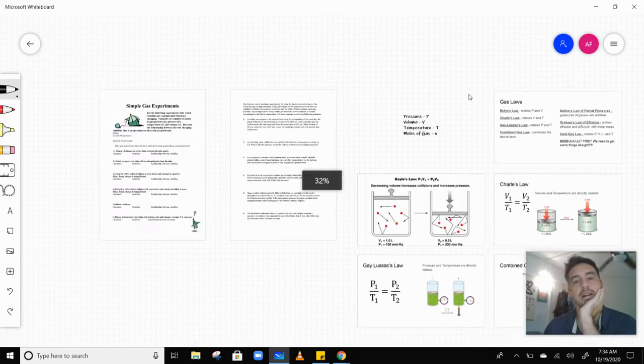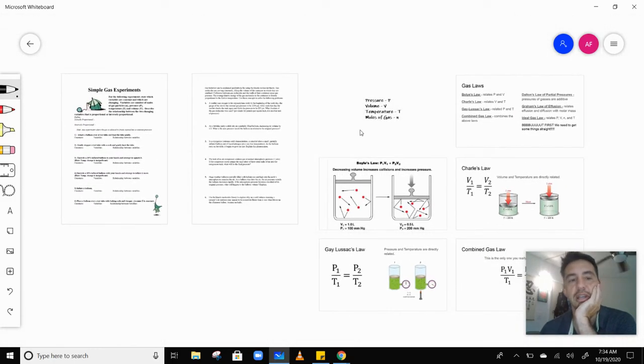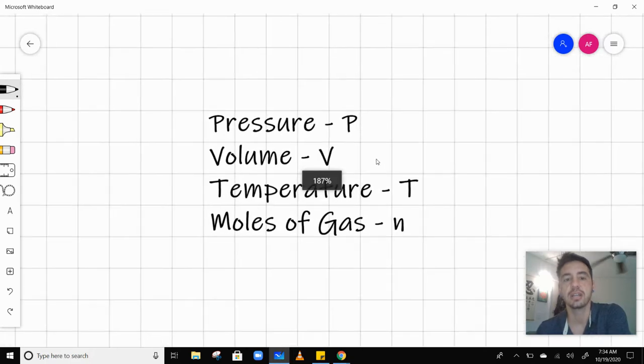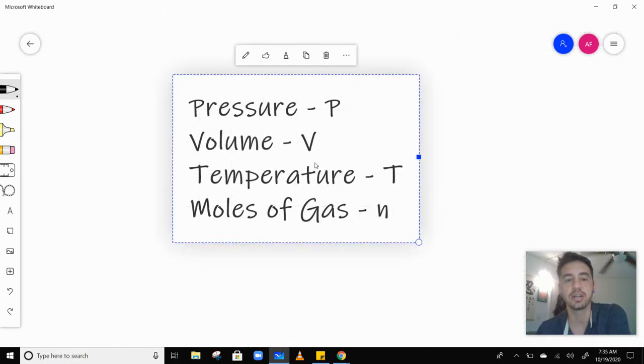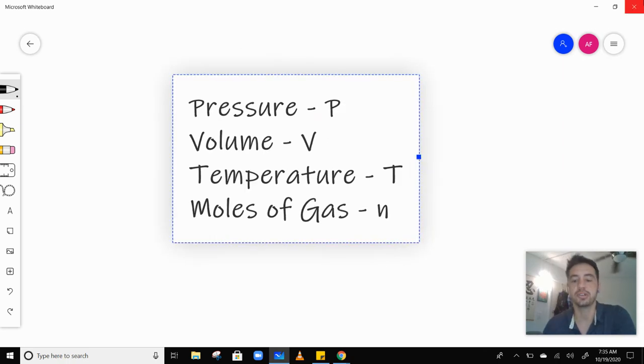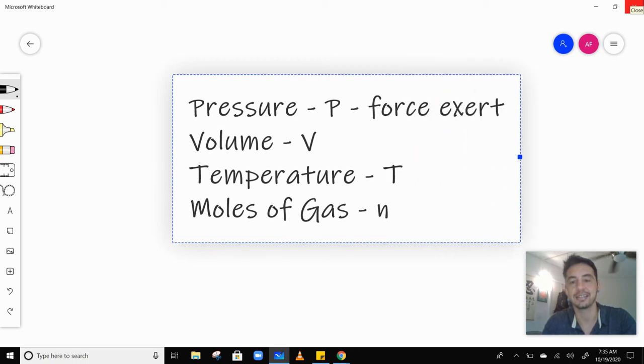Hey guys, good morning. So today we're going to be talking about gas laws. Gas laws deal with the relationship between four variables. The four variables are pressure, volume, temperature, and moles of gas. When we think about pressure, pressure is the force exerted by a gas.